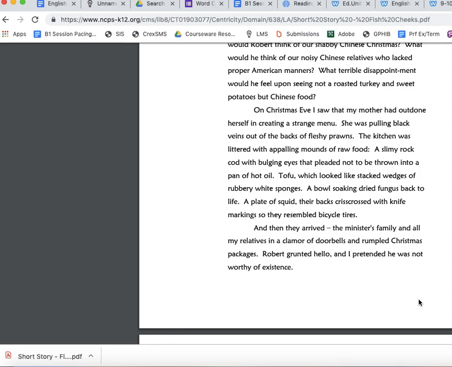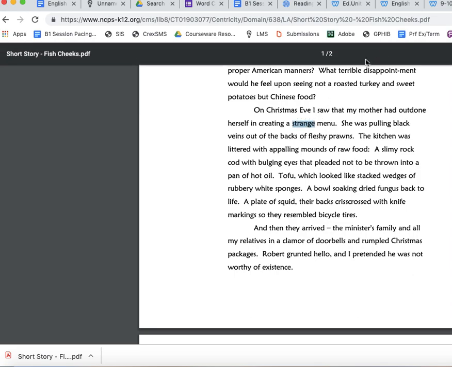Okay, so I'm going to stop us again, and I'm going to identify some word choices here. The speaker uses words like strange to describe the menu. She says up here the word disappointment. She talks about the word littered. She says appalling. She uses words like slimy.